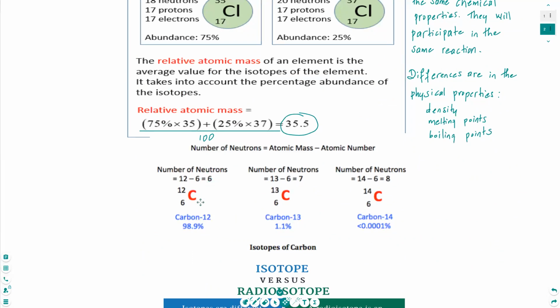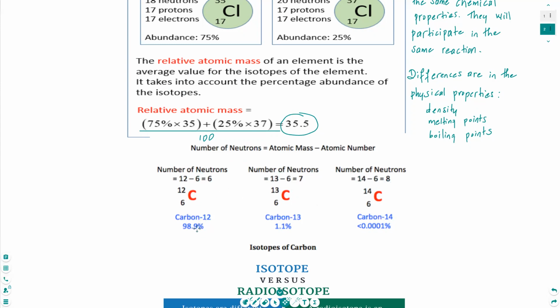So carbon has three isotopes: carbon 12, carbon 13, carbon 14. They all have the same numbers of electrons and protons. So they'll all behave the same way in a reaction, but they have different numbers of neutrons. So carbon 12 has 6 neutrons, carbon 13 has 7 neutrons, and carbon 14 has 8 neutrons. Now look at the abundance.